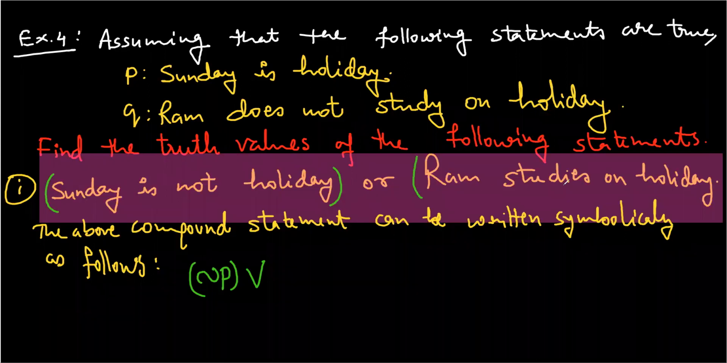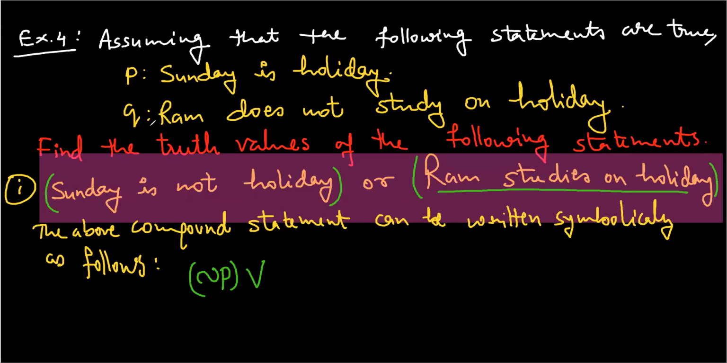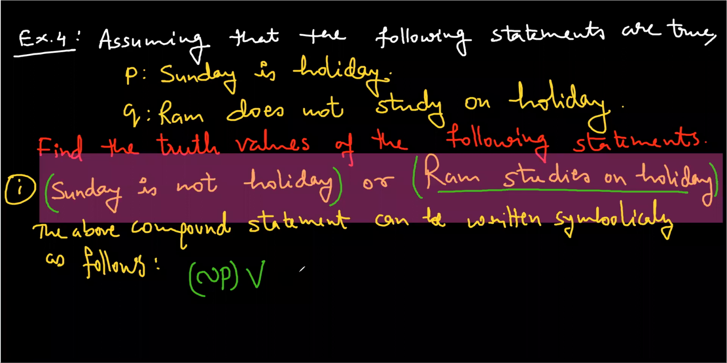It says Ram studies on holiday. Now students, Q says, the statement Q says Ram does not study on holiday. So what I have here is exactly opposite of what Q is. Q says Ram does not study, whereas this says Ram studies. So what will this become? This will become negation of Q. This is negation of Q.